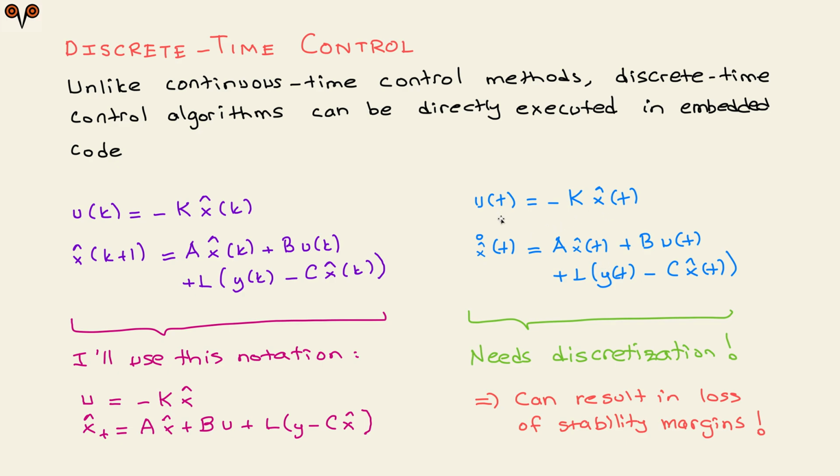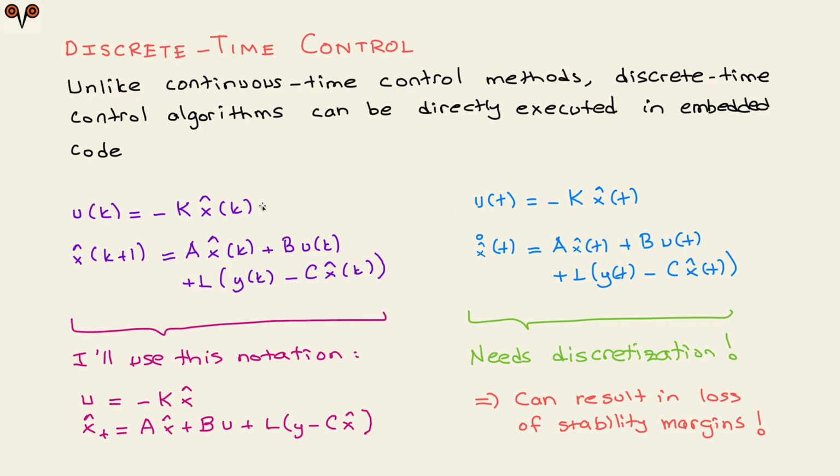When you implement this in discrete time, since you have x hat dot here, you need to discretize it. But when you implement a continuous time control method, since you need to do a discretization, this can result in loss of stability margins. From that standpoint, it may be more advantageous to work directly with a discrete time control method. Again, I am going to use this as a candidate. I am going to talk about control methods, state and output feedback, in discrete time.